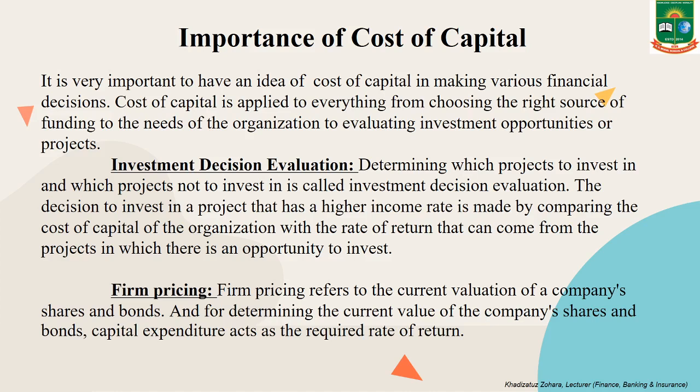Firm pricing. Firm pricing refers to the current valuation of a company's shares and bonds. And for determining the current value of a company's shares and bonds, capital expenditure acts as the required rate of return. Cost of capital and capital expenditure are the same.